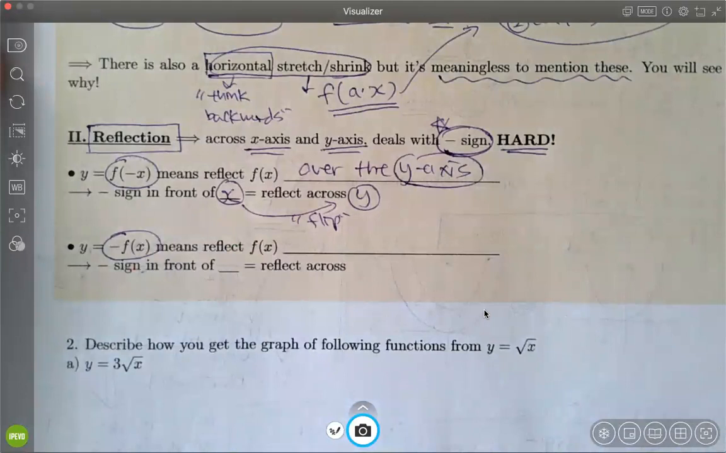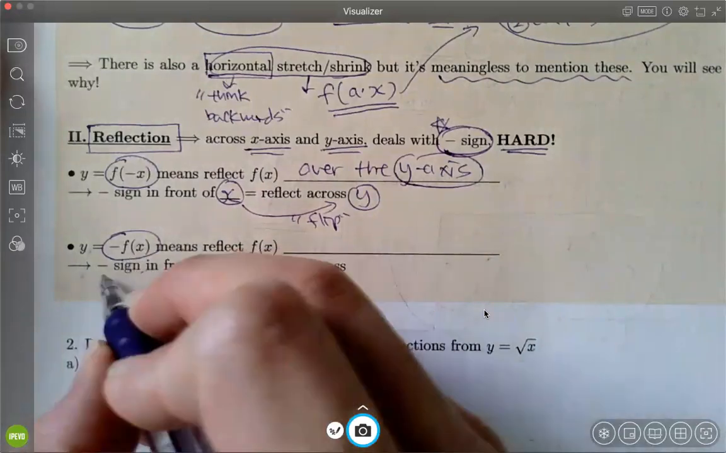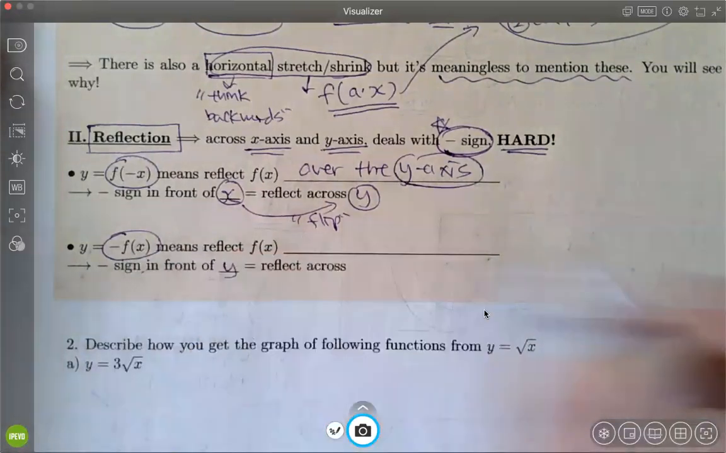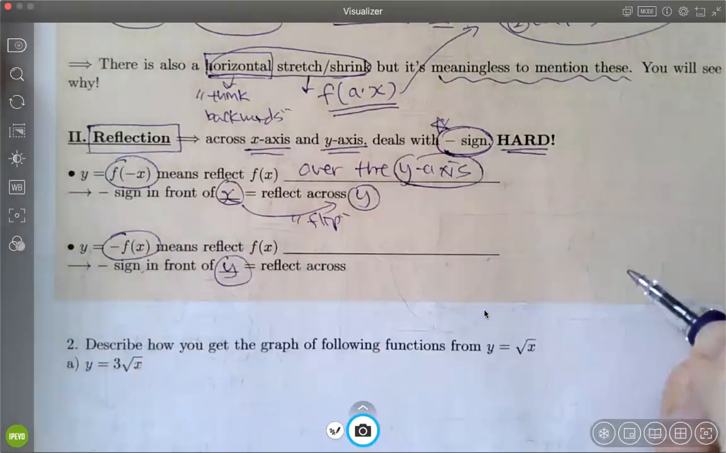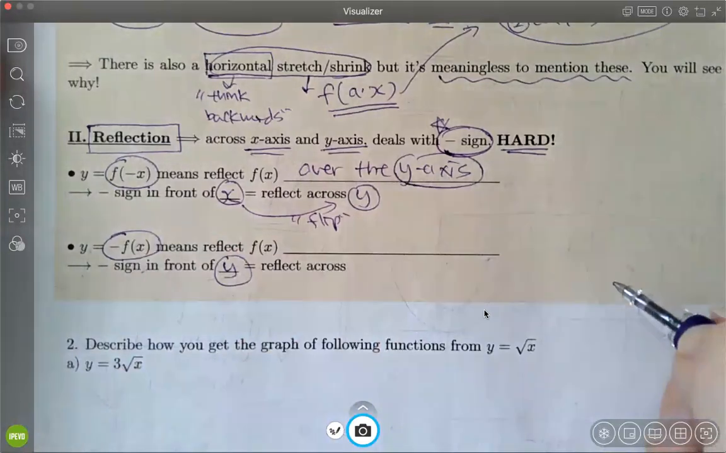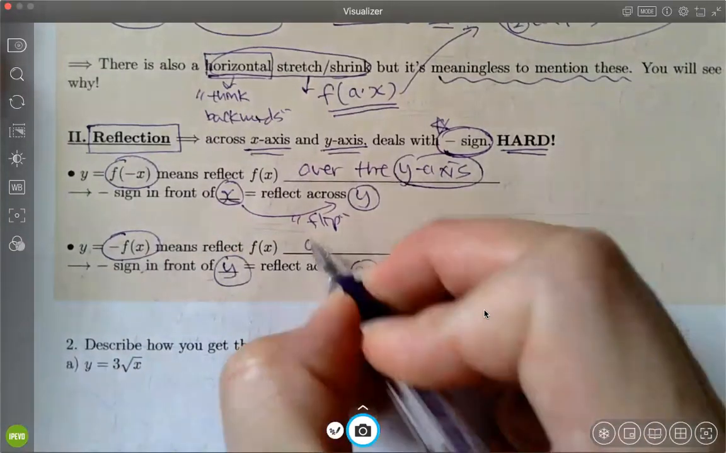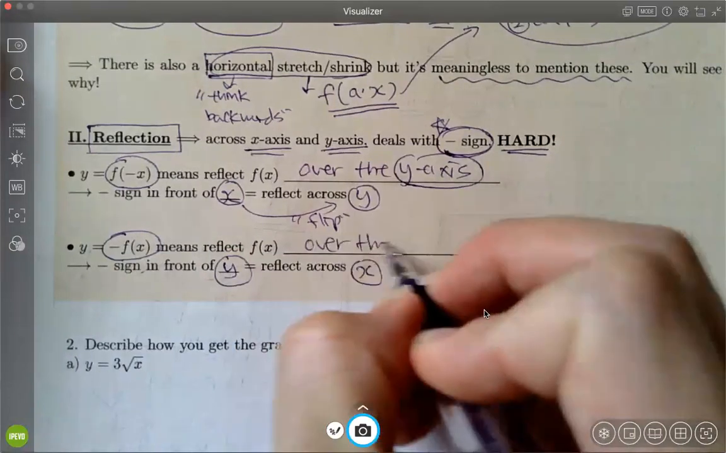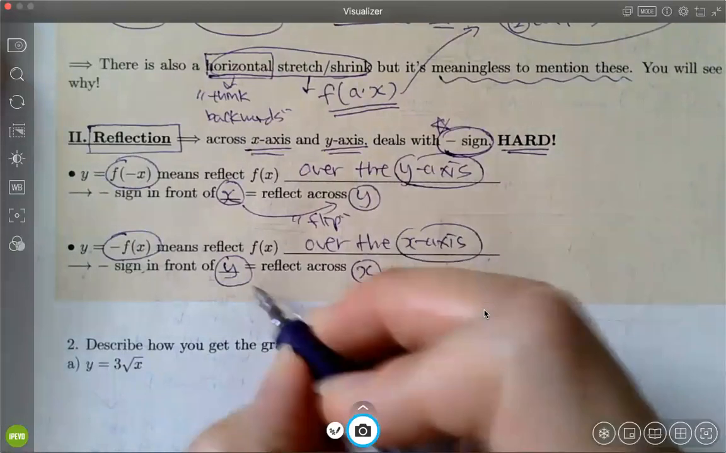Okay, so remember f of x is the same thing as y, right? So what does it mean? Negative sign is in front of y. So what does it mean? Oh, it seems like we have to reflect over the y-axis, but no, think backwards. Okay, so again, it's the opposite.